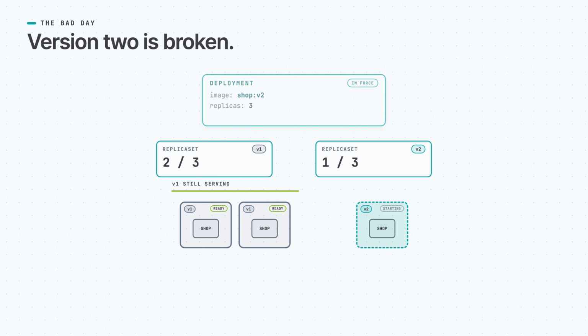Now the bad day. Version 2 ships with a bug and its pods never come ready. The rollout notices and stops climbing, while most of your version 1 copies are still up and still serving customers.